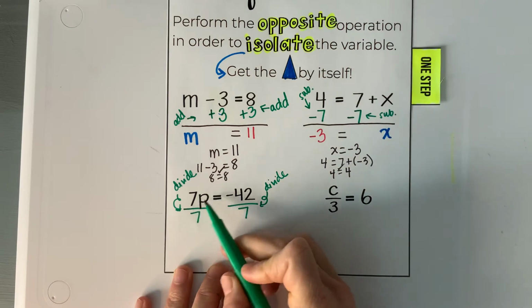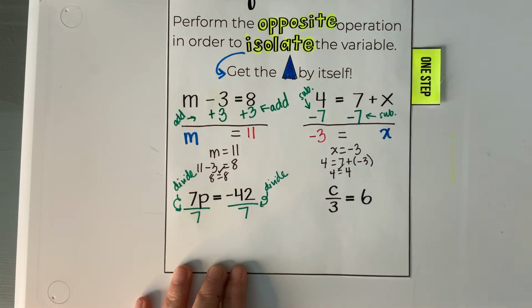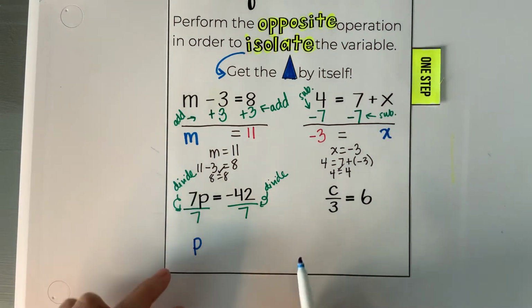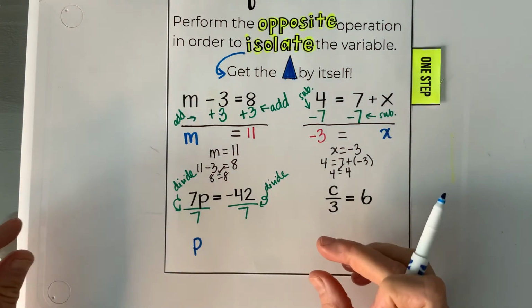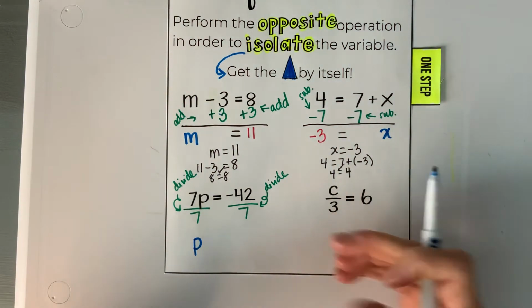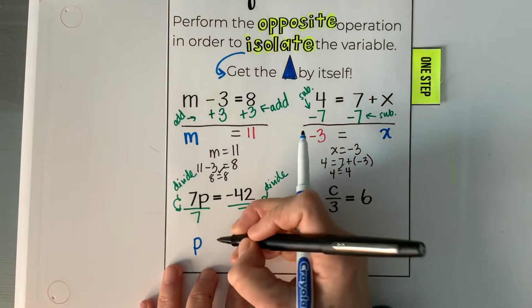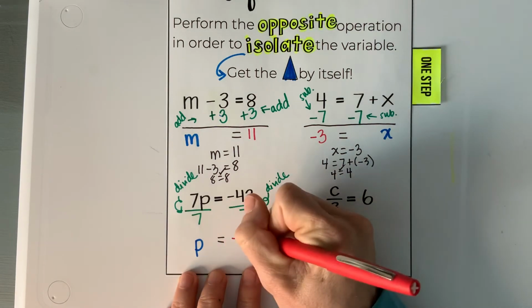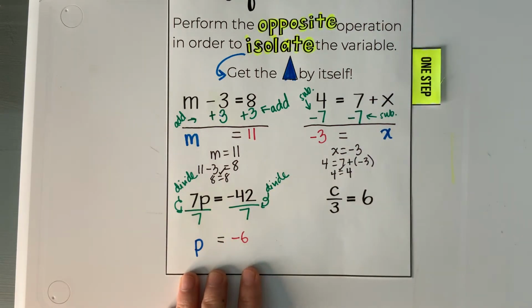Okay, so 7p divided by 7, I'm just going to get p. So it's basically 7 pawns, but I want the value of 1. So I'm going to divide that by 7. So negative 42 divided by 7 is going to give me negative 6.